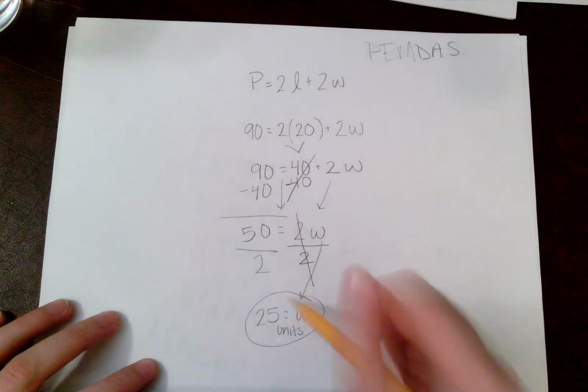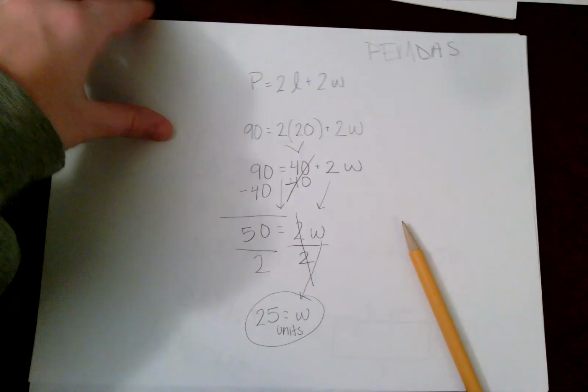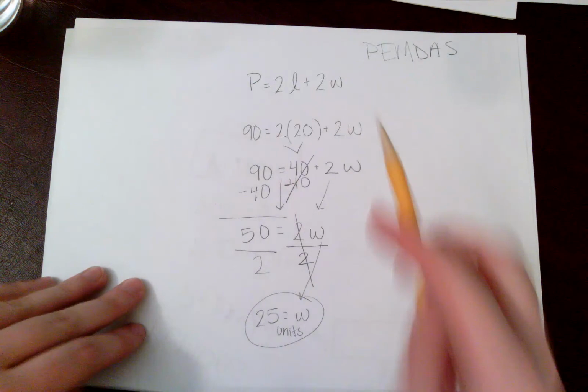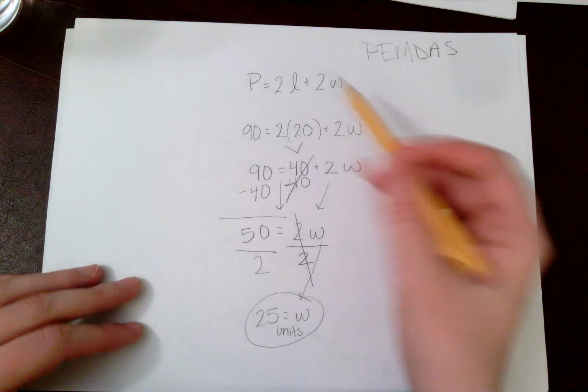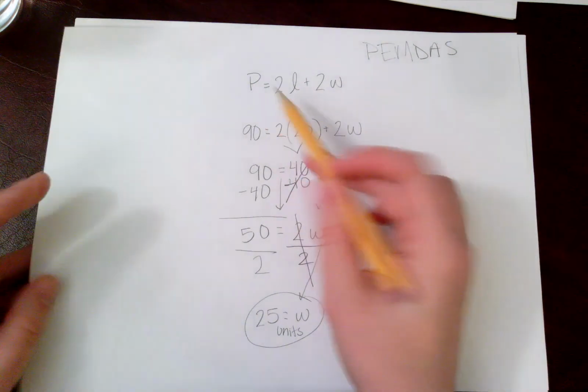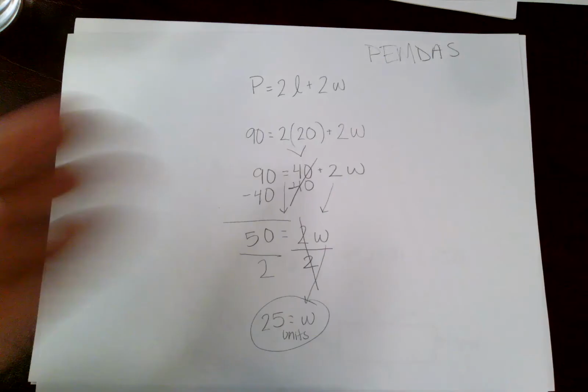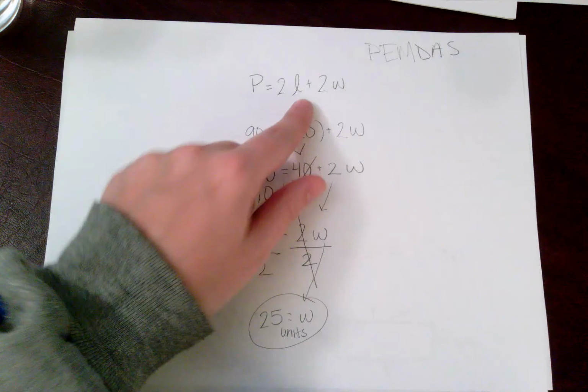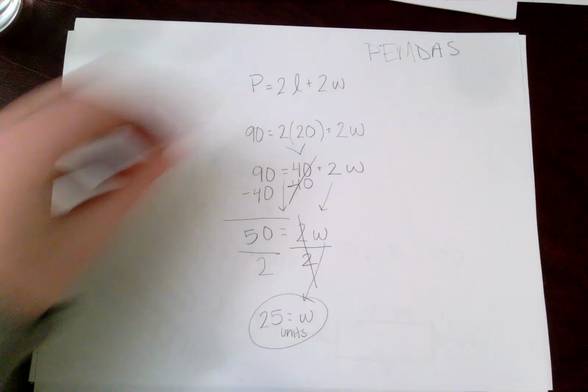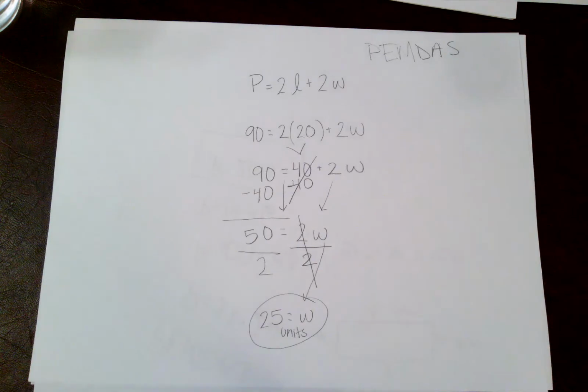Alrighty, and that is working with perimeter, the perimeter formula. If you were given a formula or a problem and the length was missing, you would do the same process. You just want to isolate that variable, get that variable alone, like we did here, to figure out what it stands for. Okay, happy studying.